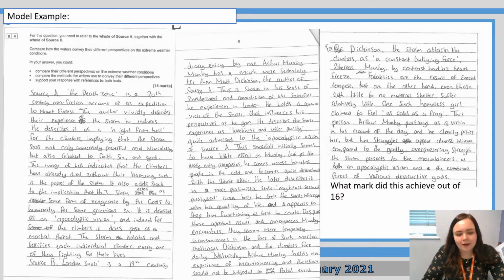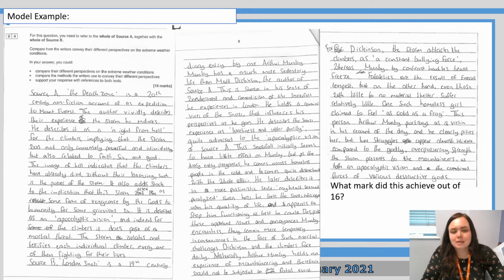The image of hell indicates that the climbers have already died without their knowing, such is the power of the storm. It also adds stock to the implication that this storm acted as some form of vengeance by the gods to humanity for some grievous sin. It is described as an apocalyptic vision, and indeed for the climbers it does pose as a mortal threat. The storm isolates and terrifies each individual climber, every one of them fighting for their lives.